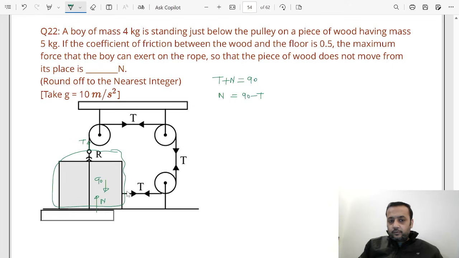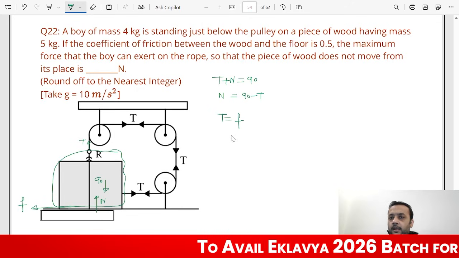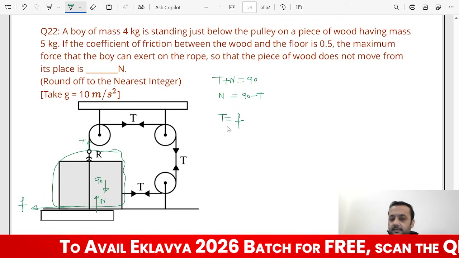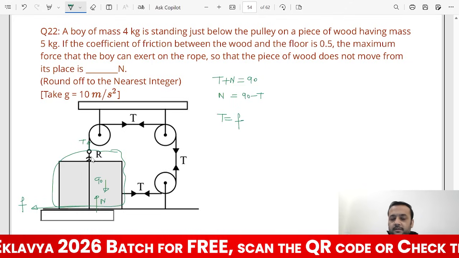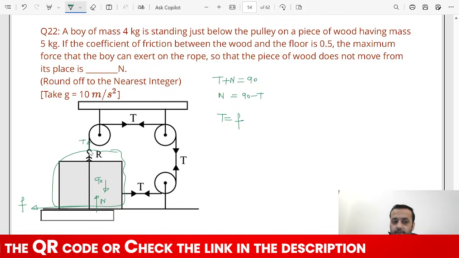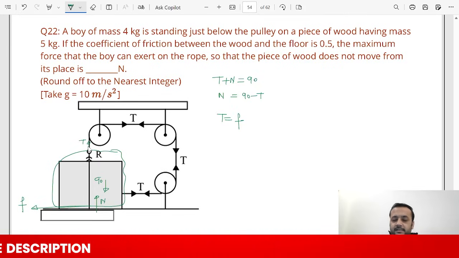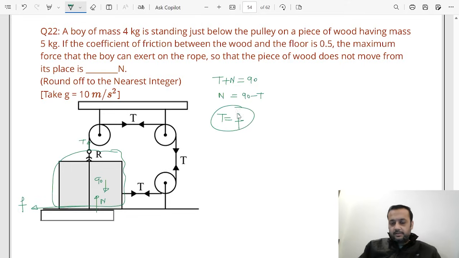Now if you look at the right side, this tension is also acting in the forward direction. Friction will try to prevent the motion, so friction will act in the backward direction. We must ensure that tension is equal to friction so that motion does not happen. The idea here is that if the boy applies more and more force, the force with which the boy is pulling the rope is equal to the force with which the rope is pulling the boy, which is tension. So if the boy increases the tension, the force of friction required will also increase because T is equal to F.